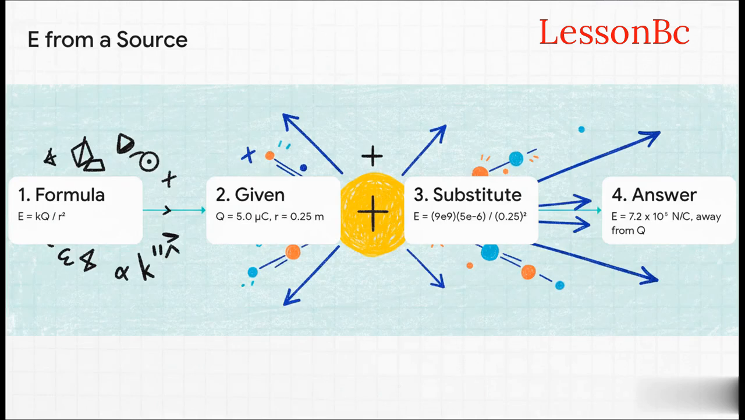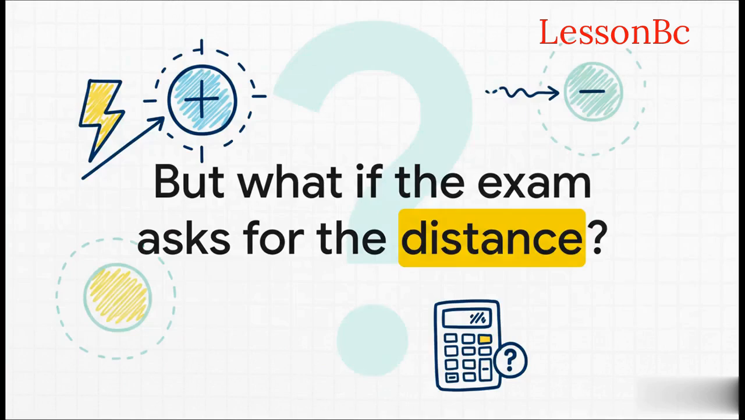Let's try it. We have a 5 microcoulomb charge, and we want to know the field strength a quarter of a meter away. We grab our formula, E equals KQ over R squared. Now, a super common mistake here is forgetting to square the distance R on the bottom, so always double check that. Okay, plug in the numbers, and you get 7.2 times 10 to the 5 newtons per coulomb. And since our source charge, Q, is positive, the field points away from it. Simple as that.